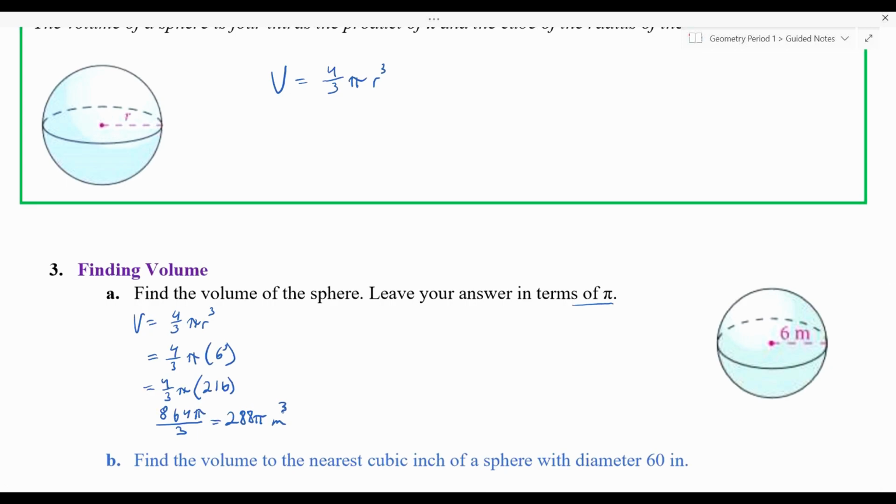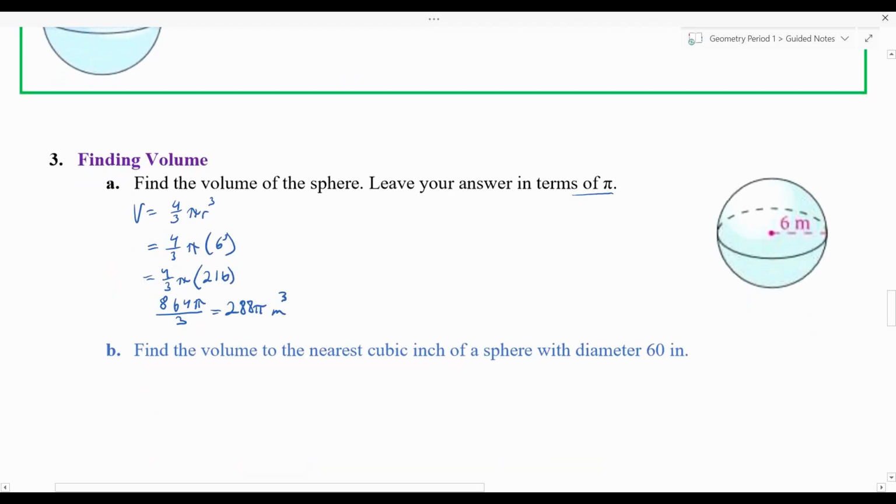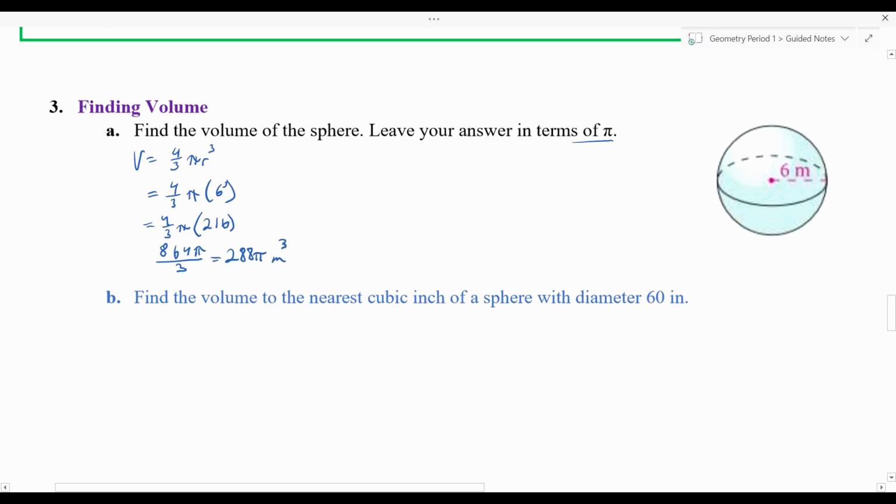It's very nice and easy when they actually give you the radius, or even if they give you the diameter, it's not that bad. So let's move on to part B, which is yours to do. Let's take a look. Part B, find the volume to the nearest cubic inch of a sphere with a diameter of 60 inches. All right? See if you get the same answer that I do.